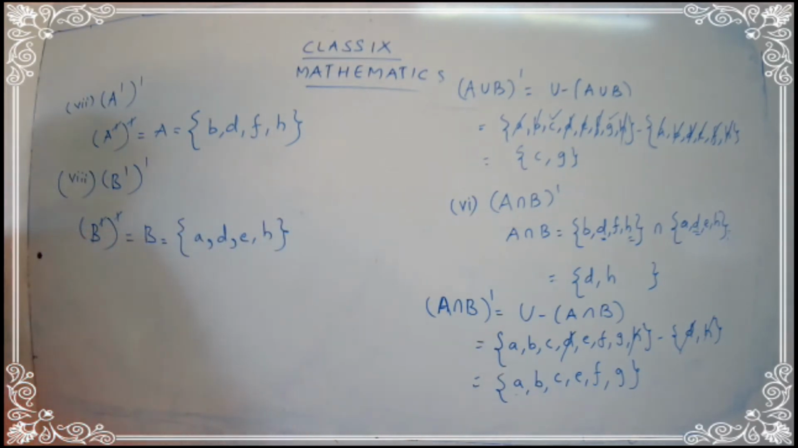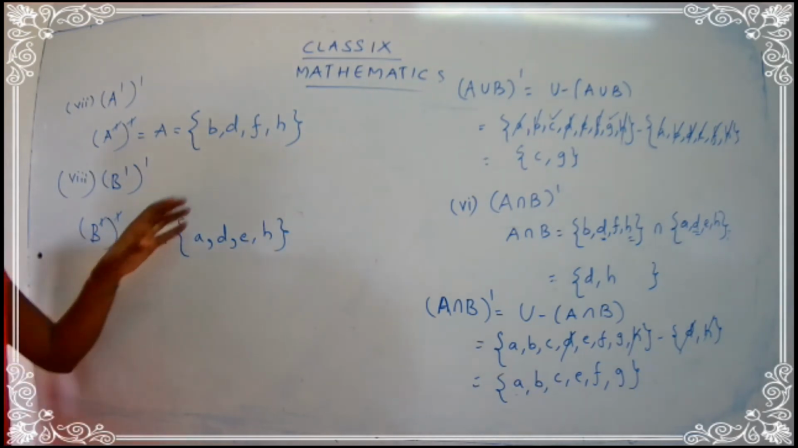E, H. So we have found the value for A dash and also we have found the value for B dash. I hope you are clear with the different operations. We have found A union B, we have found A union B dash, everything we have done. So you have to be thorough with the concept. I have just given you step by step. First of all, let us go step by step.